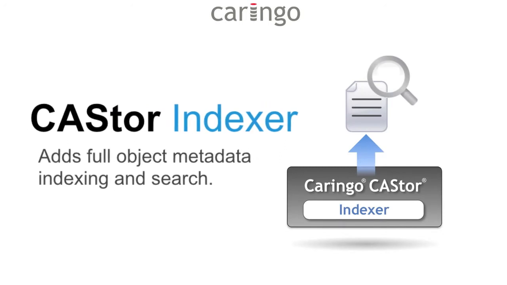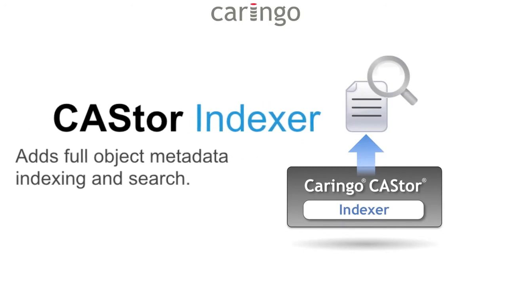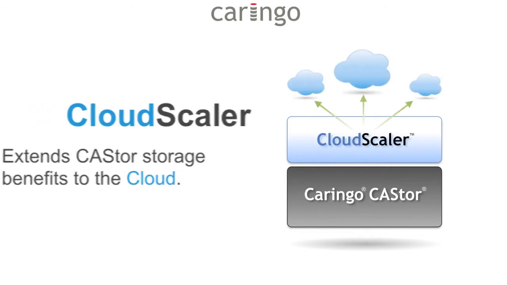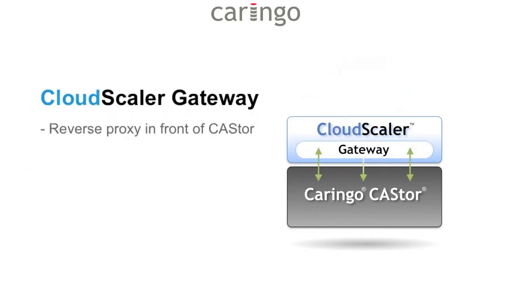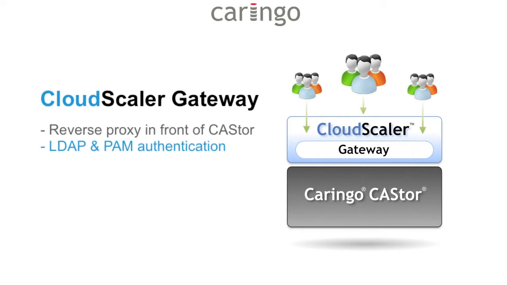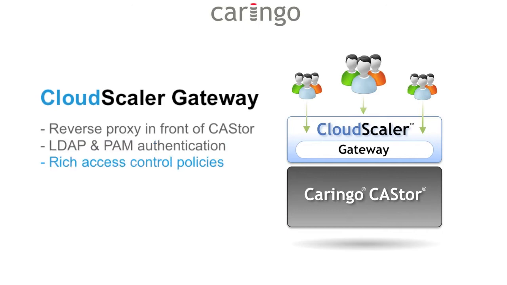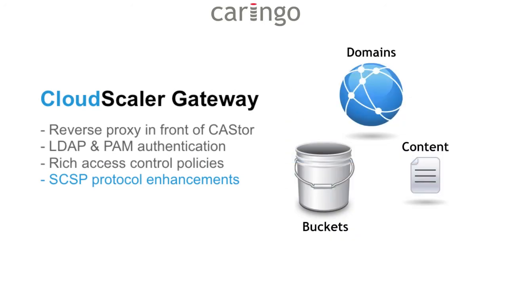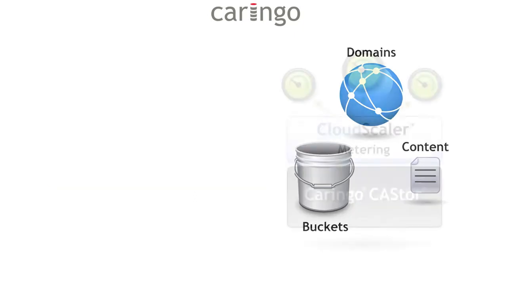In addition to Caster itself, the Caster Indexer adds full object metadata indexing and search to the Caster foundation, and the CloudScaler components further extend those benefits to the cloud. The CloudScaler Gateway provides a reverse proxy in front of Caster storage with value-added features like LDAP and PAM-based authentication, the ability to specify rich access control policies, and SCSP protocol enhancements for things like creation of domains in a single request and recursive deletes of both a domain and a bucket and the content contained within them.